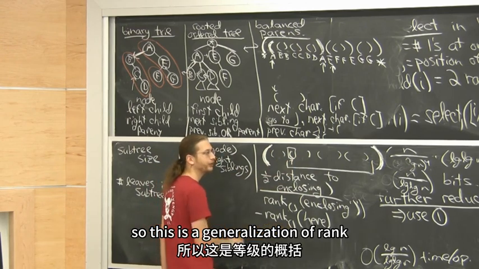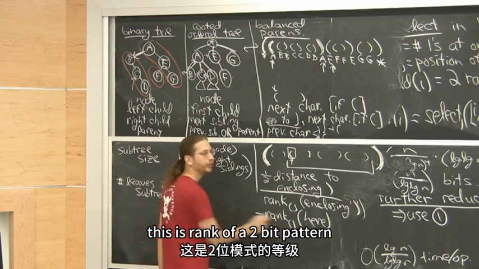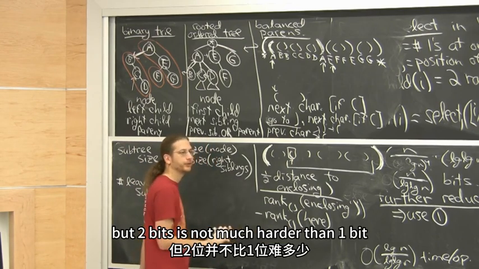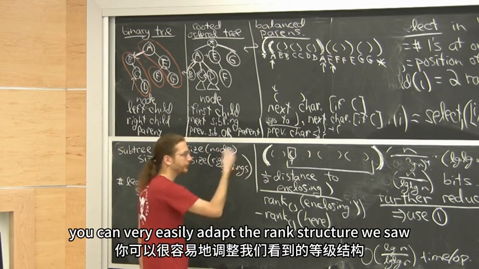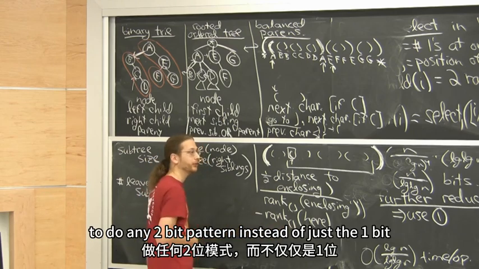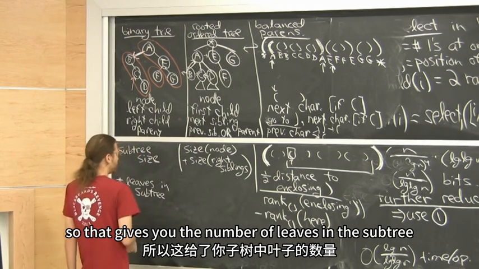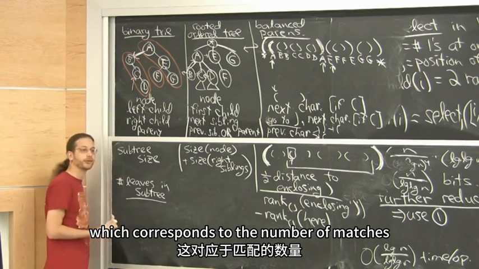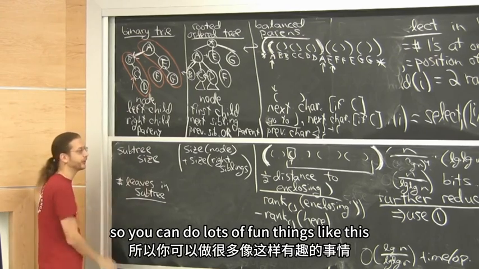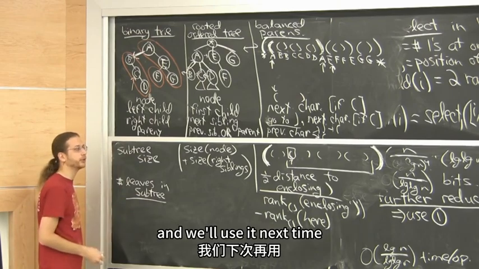So this is a generalization of rank. Before we did rank of just a single bit. This is rank of a 2-bit pattern. But 2 bits is not much harder than 1 bit. You can very easily adapt the rank structure we saw to do any 2-bit pattern instead of just the 1 bit. So that gives you the number of leaves in the subtree, which corresponds to the number of matches. So you can do lots of fun things like this. This representation is super powerful, and we'll use it next time.